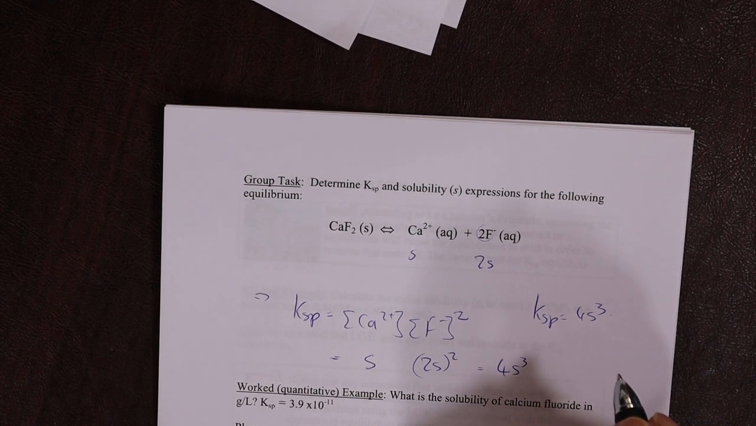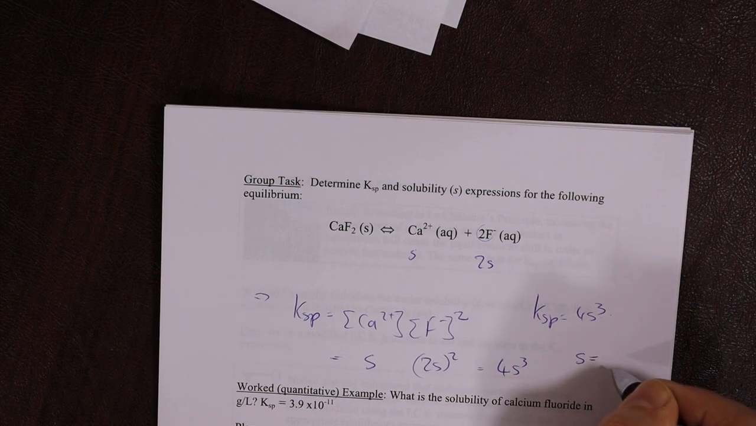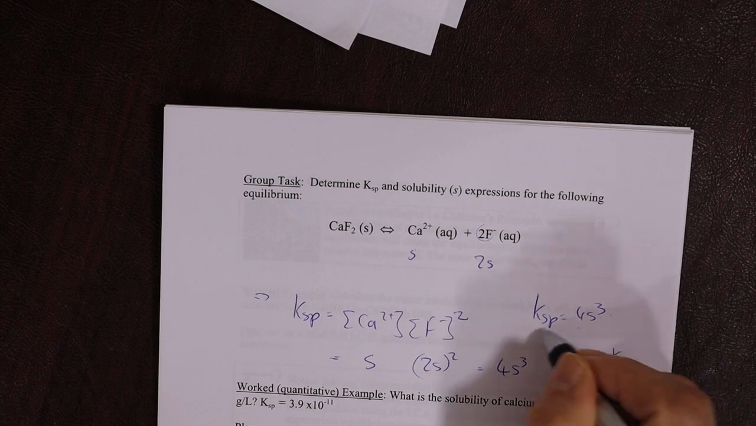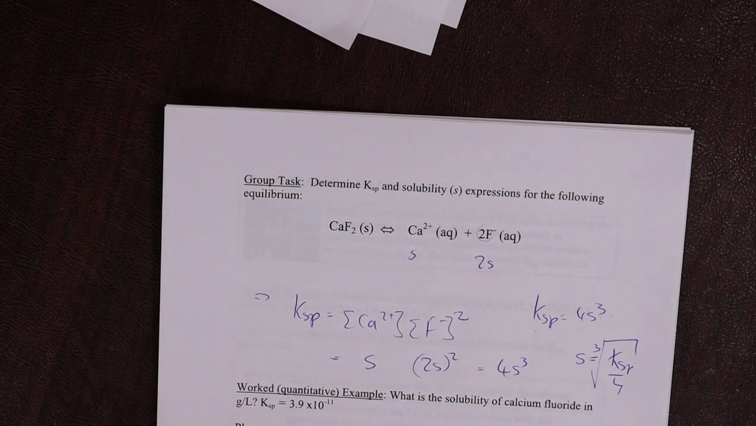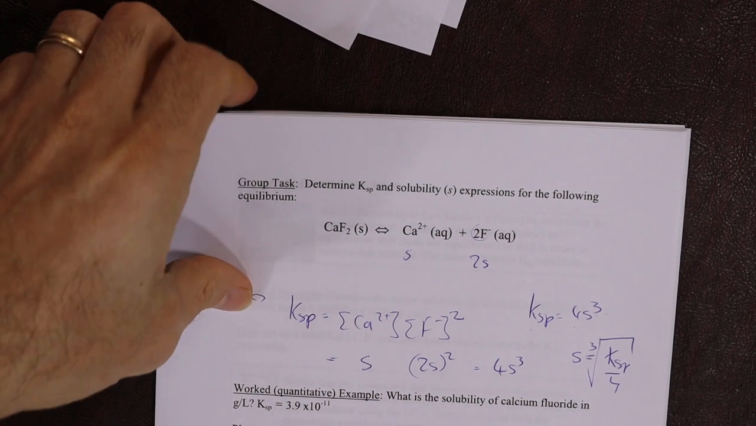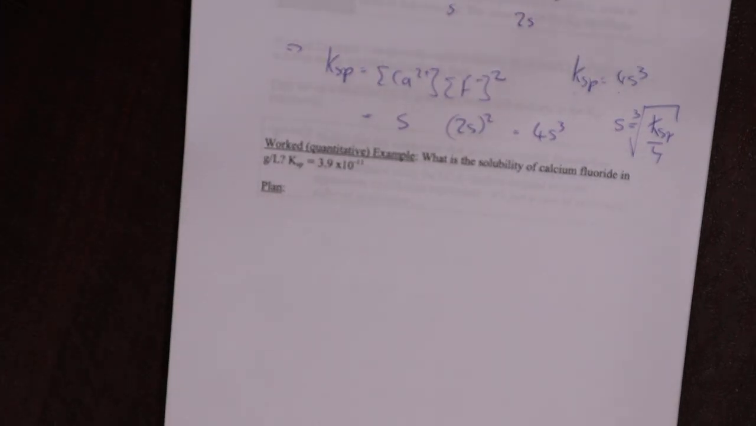All right. If I rearrange all that, make S the subject, you can do this by yourself. S is the cube root of Ksp over 4. Next one. What's the calcium fluoride solubility? S, in other words.